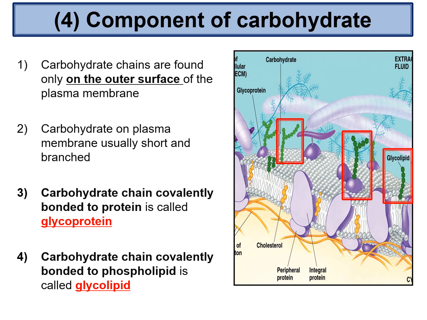The third component of the cell membrane or plasma membrane is carbohydrate. Carbohydrate can be found on the outer surface of the plasma membrane, and its structure is usually short and branched. When a carbohydrate chain is covalently bonded to protein, it is known as a glycoprotein. But when the carbohydrate chain is covalently bonded to phospholipid, it is known as a glycolipid.